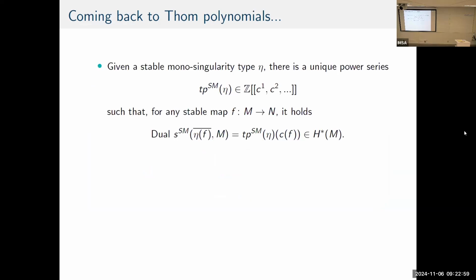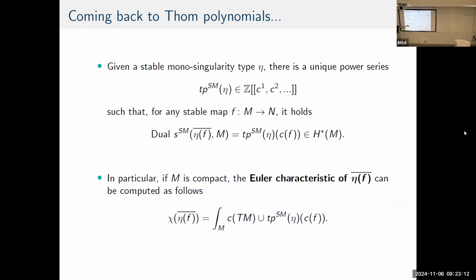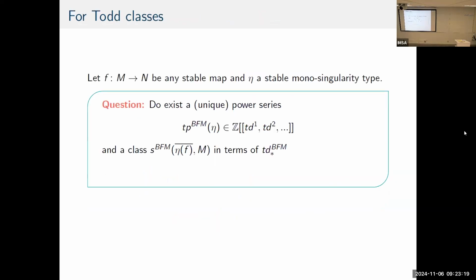So I put here again the first slide, the second one, that we have by Rimanyi's theorem that there is a higher Thom polynomial that satisfies this property. And we have the particular case for the Euler characteristic. So the question now is the following. Does there exist a unique power series and a class of the eta-type locus in terms of Baum-Fulton-MacPherson Todd class such that this kind of equality happens? This is the question.